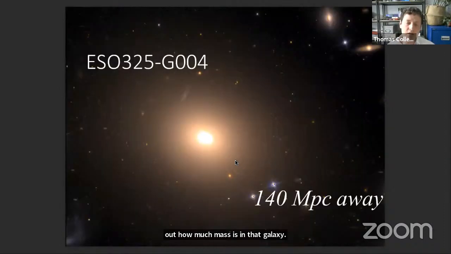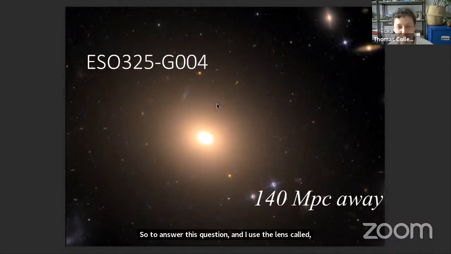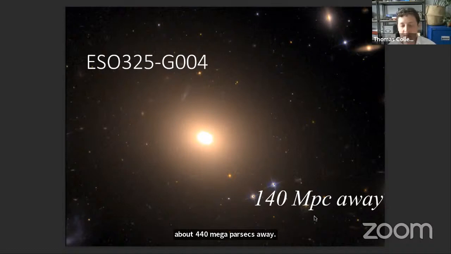So to answer this question, I used a lens called ESO 325-G004, a really memorable phone number, that one, which is a massive elliptical galaxy about 140 megaparsecs away. The reason that this is interesting compared to other gravitational lenses is that it's about a factor of 10 closer than the typical gravitational lenses. And when I started this project a few years ago, this was the closest known example of a strong lens.